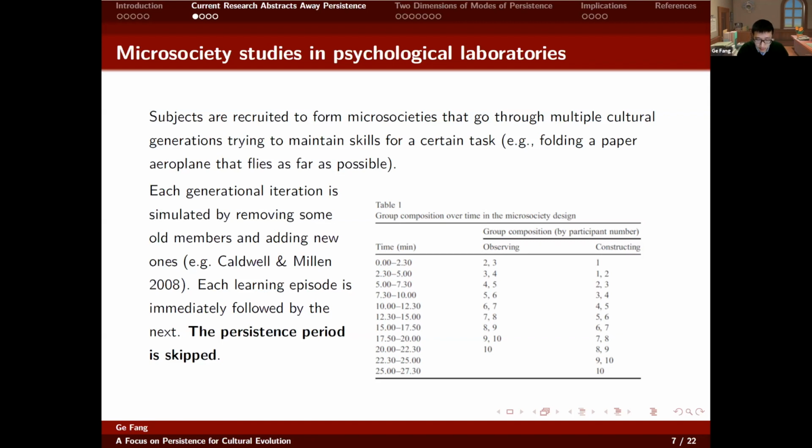As we can see from the table that summarizes the procedure for this paradigm, which comes from Caldwell and Millen's 2008 paper, during the simulation, each learning episode is immediately followed by the next. There is no persistence period at all.